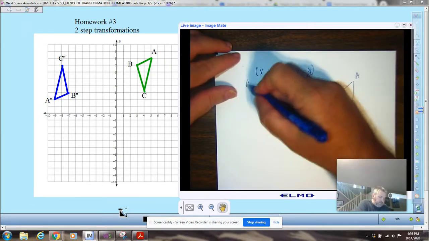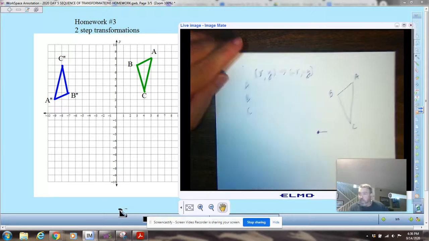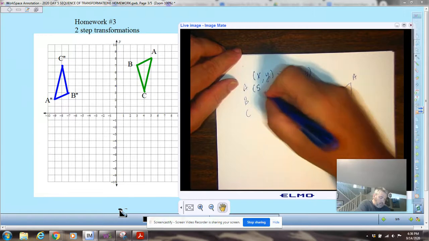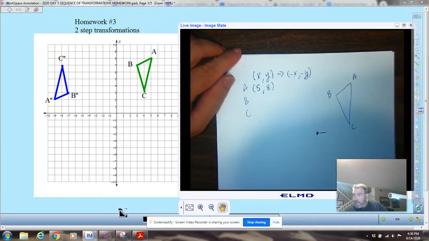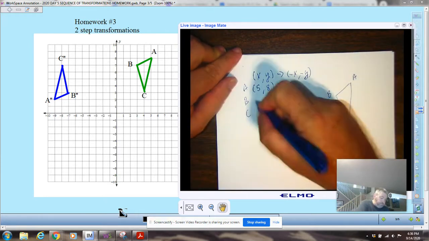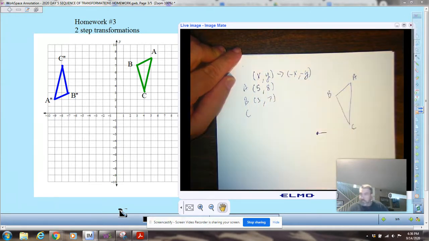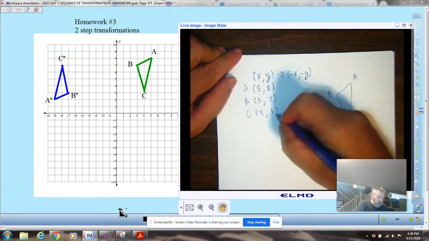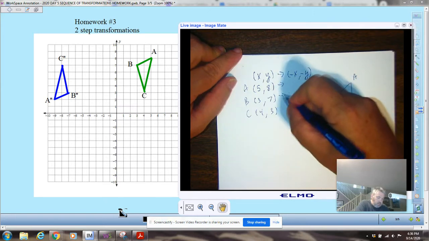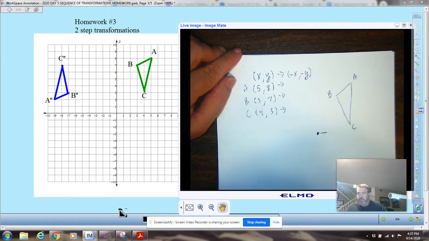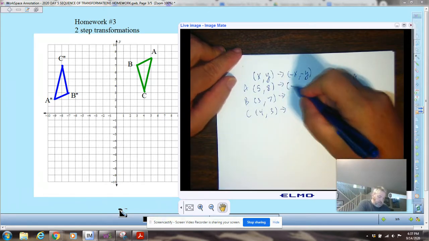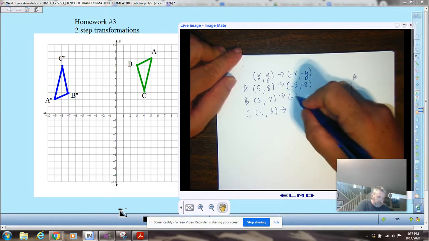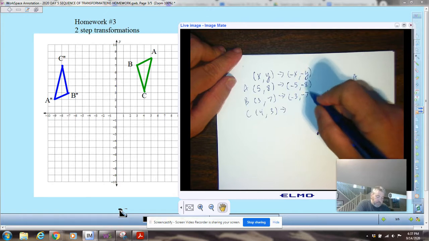So let's get A, B, and C. Okay, and A is at 5, 8, and B is at 3, 7, and C is at 4, 3. Okay. Now all I gotta do is change everything from positive to negative. I can just go as fast as my pen can go. All right, just changing, changing, changing. If it was negative, I'd make it positive.